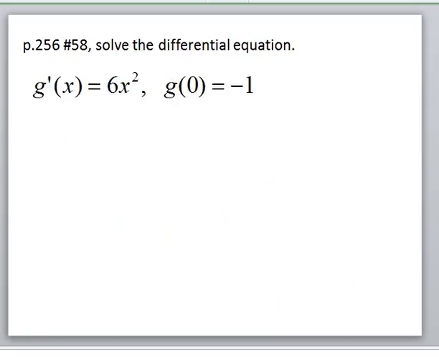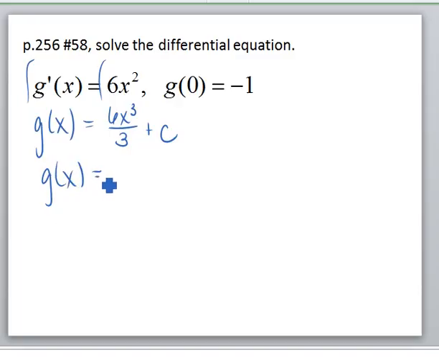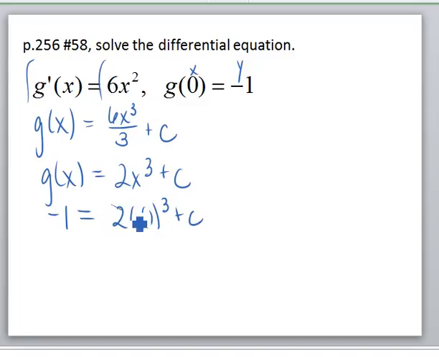Looking at this next example, we're going to solve this differential. We will integrate both sides. So g of x ends up being 6x cubed over 3 plus c. So g of x is really 2x cubed plus c. This is my x and this is my y. So in order to figure out what c is, I'll plug negative 1 in for y, and I'll plug 0 in for my x, and I'll solve for c. That gives me c is negative 1. So my end solution is g of x equals 2x cubed minus 1.